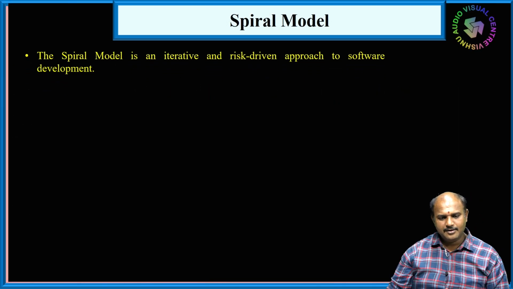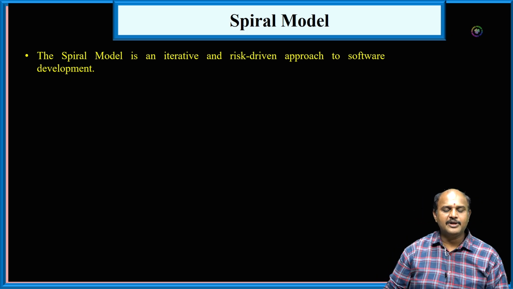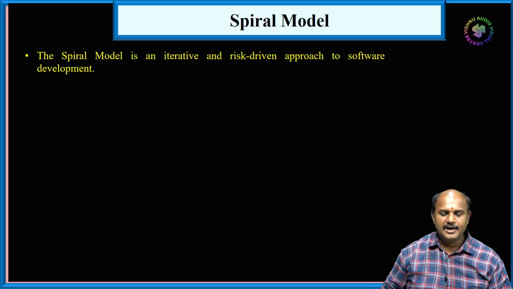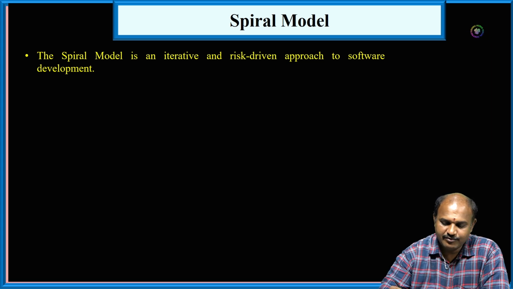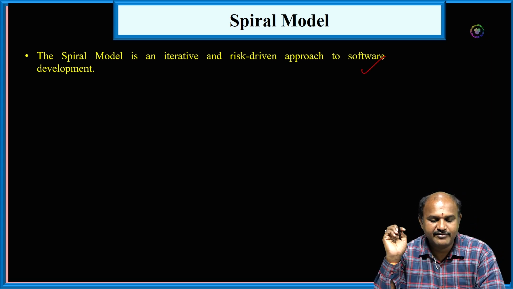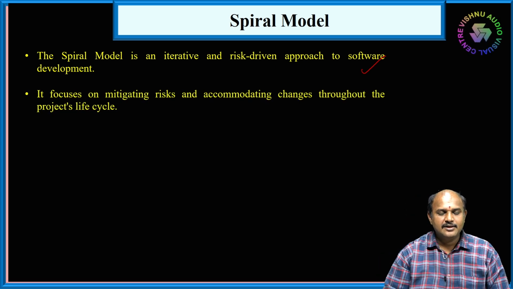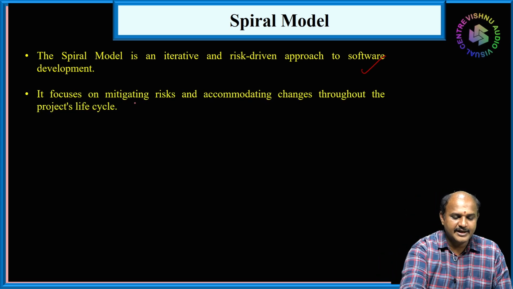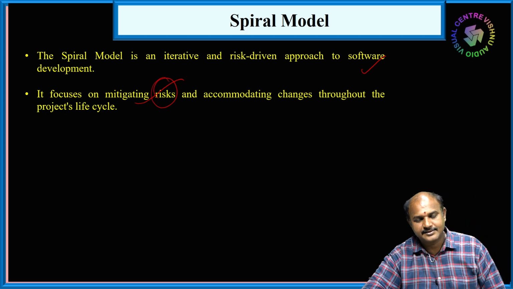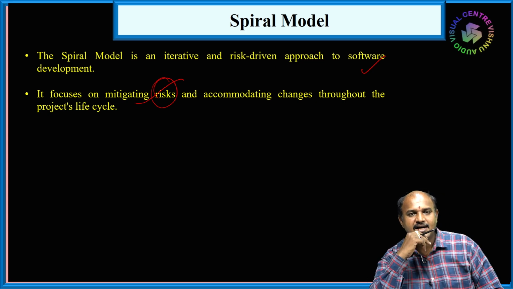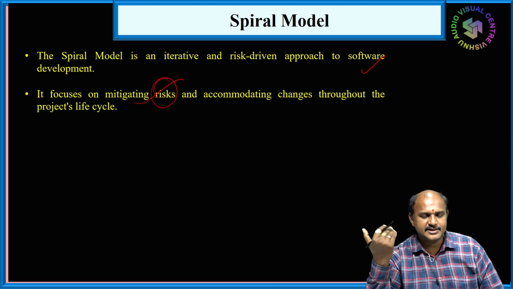So coming to the spiral model. In the spiral model, what happened? It is a risk driven approach to software development. It mainly focuses on mitigating risk. So here we are going to discuss risk. What types of risks happen while using this application, whatever they may be.